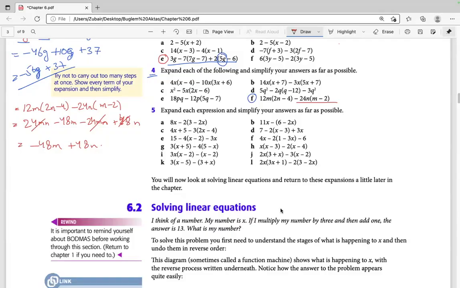Okay, let's try one of these. Again, the last one. Question 5, last part.